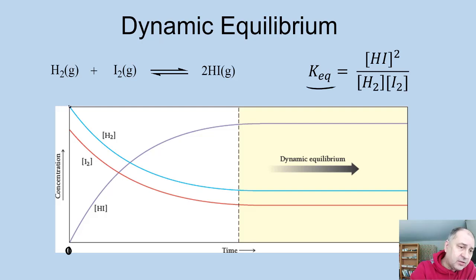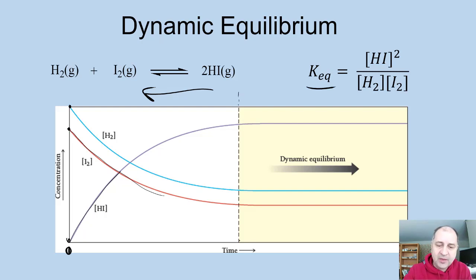You have a high concentration of your reactants and you have no HI, and so initially you have a fast rate. The disappearance of hydrogen and iodine, you can see here it decreases, and then your product increases. But as you know, the minute the product is formed, you also have the reverse reaction, which decomposes it, and at some point the two rates are the same.